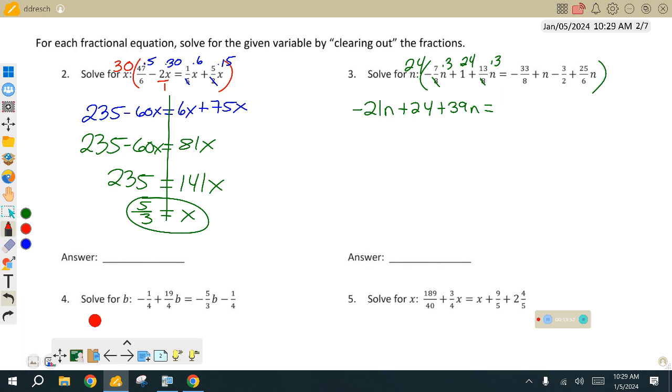24 divided by what? 8. 3. 3 times negative 33. Excuse me. Negative 99 problems. 24 times n. Still going to do it. It's just a 24n then, right? 24 divided by 2. 12. 12 times negative 3. And then 24 divided by 6. And 4 times 25n. 100.